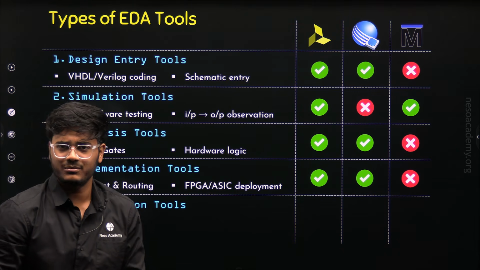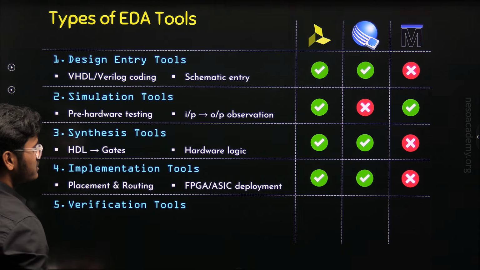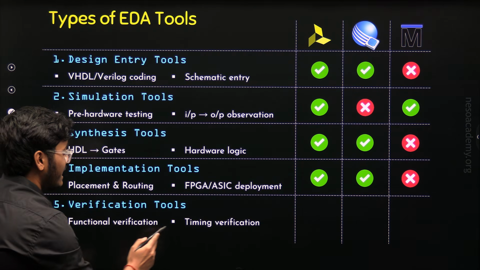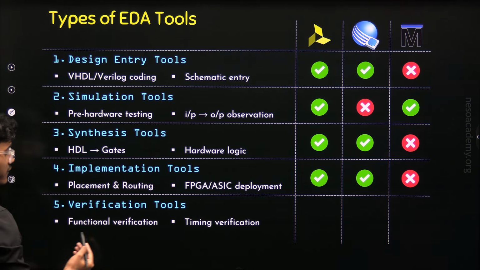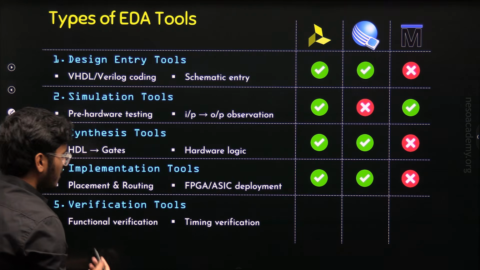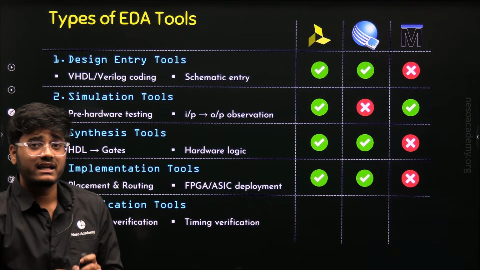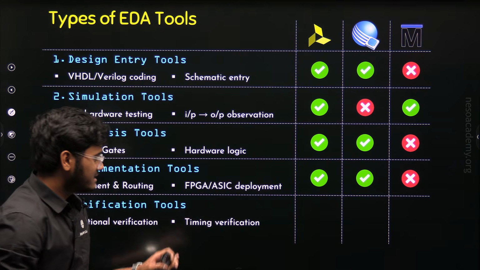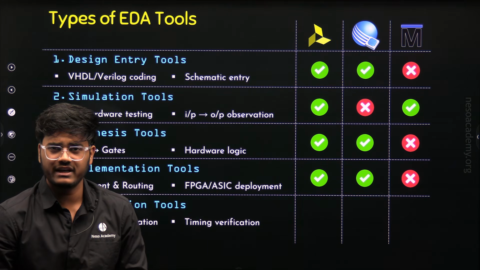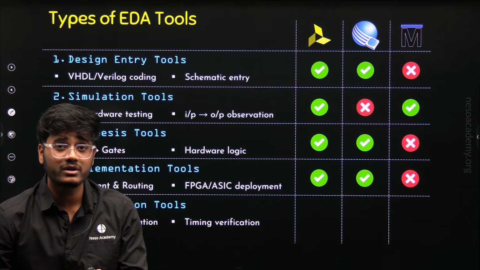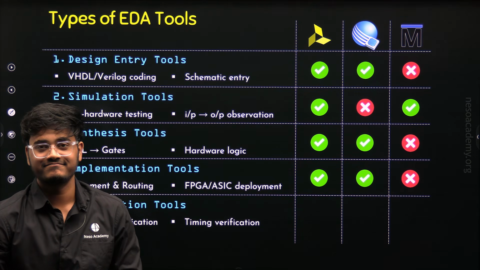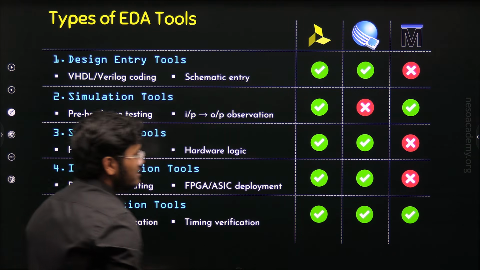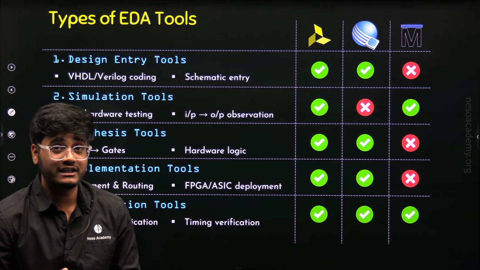Now, let's see the last type of tools. Verification tools. Verification tools ensure that our design is functionally correct and timing correct. What is functionally correct and timing correct? Functionally correct means that our design is working as it was specified or supposed to do. And timing correct means that all timing constraints and propagation delays are properly verified. For verification, we can use all these three. I hope you understand the different types of EDA tools.